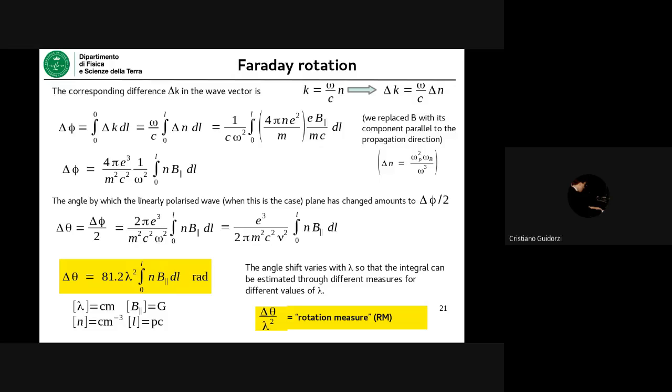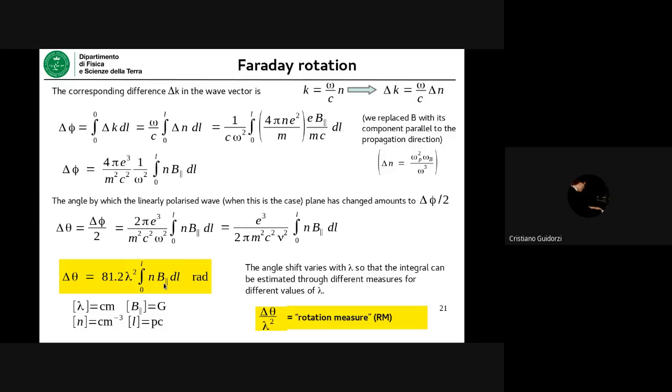If there is no such square scaling with lambda, it means that the rotation has nothing to do with Faraday rotation. So this is, in addition, a signature of this effect. Once you clarify this, of course, the ratio between delta theta and lambda square is constant. At that point, you combine your measures, and you can directly measure this integral, which is connected with the properties of the region which has been crossed by the wave.